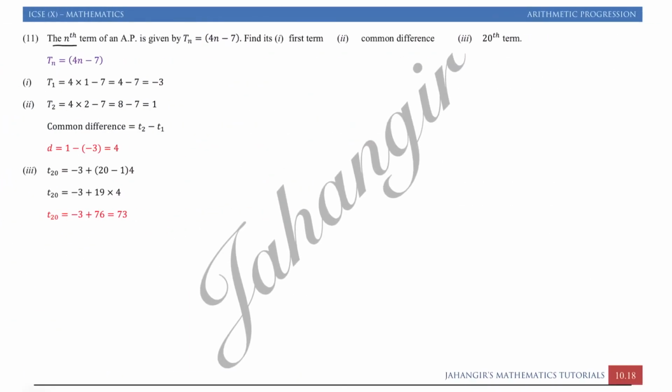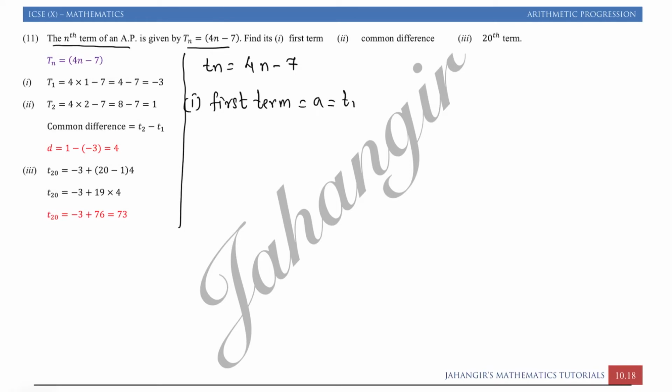Question number 11. The nth term of an AP is given as Tn. Nth term is already given as Tn, that is equal to 4n minus 7. First part में we have to find first term. First term is A, which can also be written as T1. When number of terms is 1, we can say it is first term. So we can just replace n as 1. So 4 into 1 minus 7, that is 4 minus 7, which is minus 3.